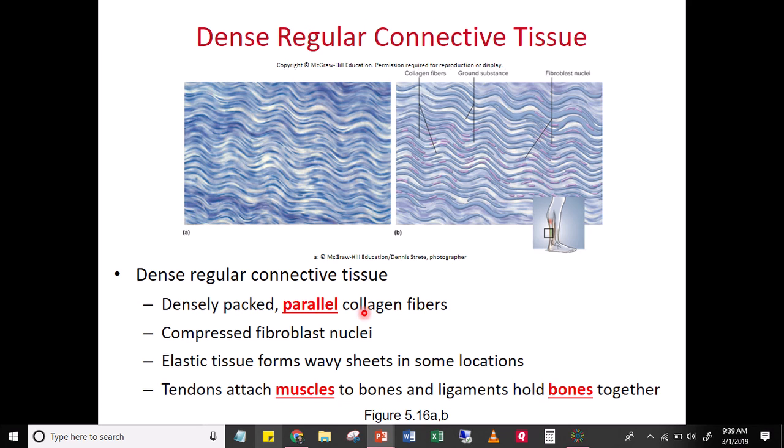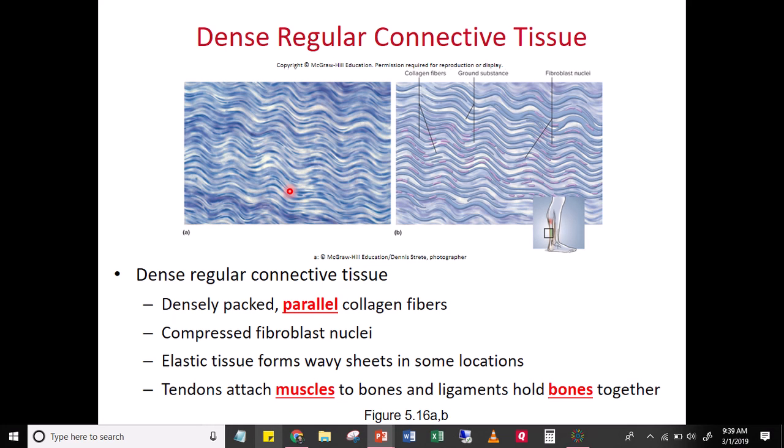Now we're going to focus on the dense connective tissues. We have dense regular and dense irregular. Our dense regular connective tissues are going to have wavy collagen fibers all oriented in the same direction, and you can see little speckles or dots. Those little speckles or dots are the compressed nuclei of the fibroblasts that make the collagen.